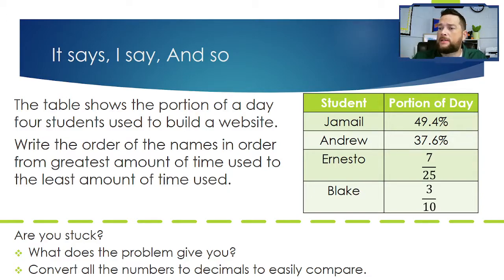But the bell ringer today is: the table shows a portion of the day 4 students used to build a website. Write the names in order from greatest amount of time used to the least amount of time used. This comes from the previous day's lesson of ordering rational numbers. So you've got 4 students who've spent a portion of their day represented as percents and fractions, and we're asked to order them from greatest amount of time used to least amount of time used.